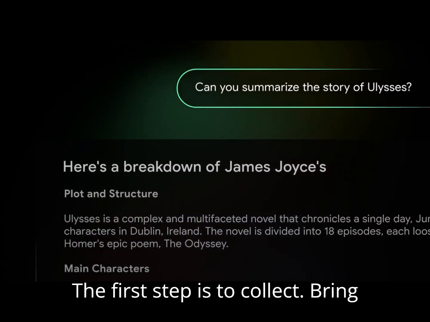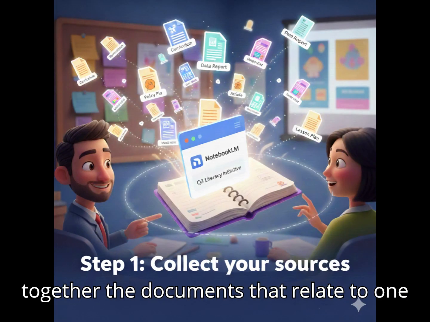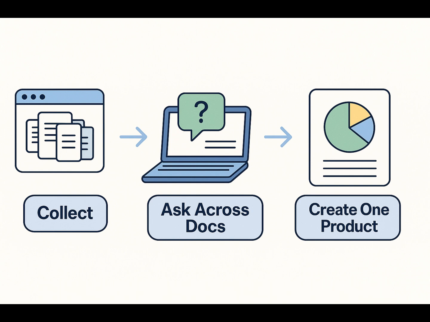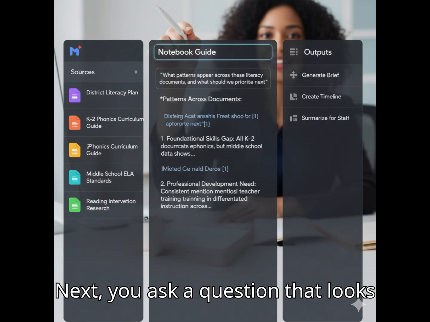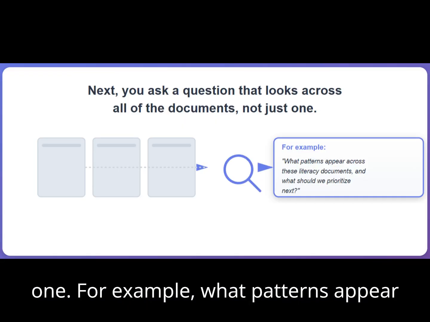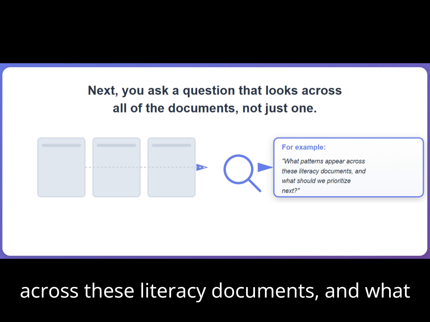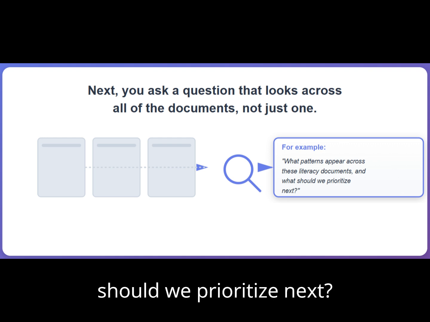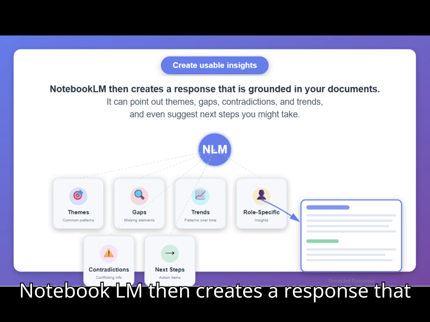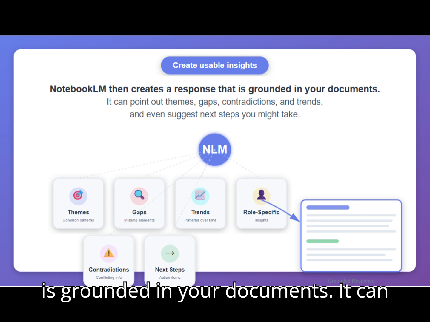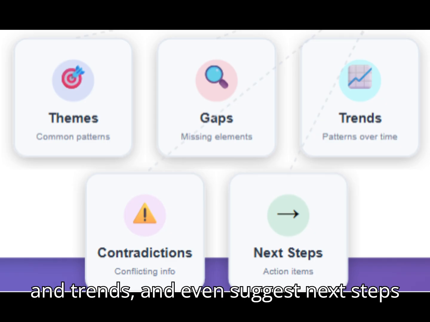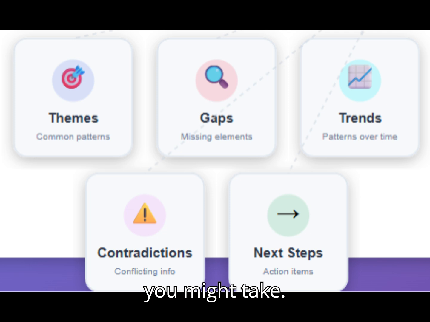The first step is to collect. Bring together the documents that relate to one priority or problem you're working on. Next, you ask a question that looks across all of the documents, not just one. For example, what patterns appear across these literacy documents, and what should we prioritize next? NotebookLM then creates a response that is grounded in your documents. It can point out themes, gaps, contradictions, and trends, and even suggest next steps you might take.